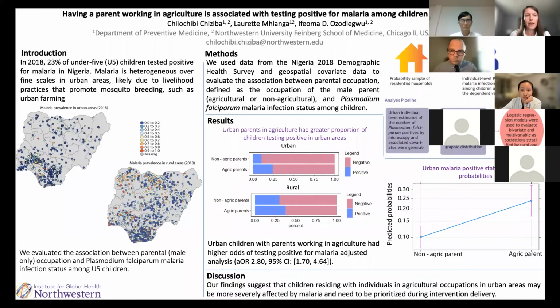Okay. And does anybody else have a question for Chilochibi? Kaisen asks in the chat, did you control for the type of work? I guess the type of agriculture, I'm not sure if it includes further details on the type of agriculture work that they do. At this point, we did not do that, but that's in the next plans that we have. So we are also looking into that, though this presentation does not point that out.